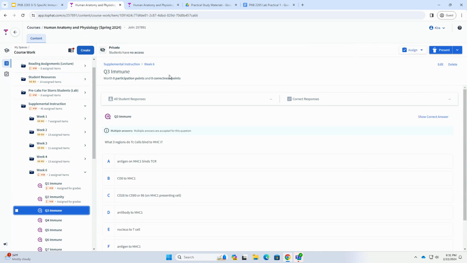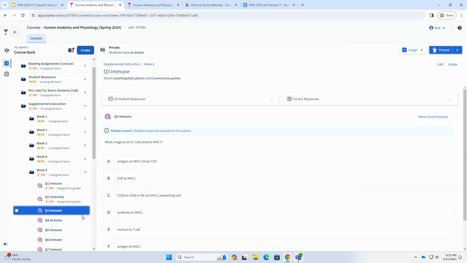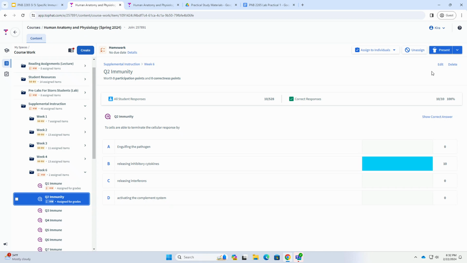I'm going to turn this off so we can't see what people say. Oh wait, I'll read the question first. TS cells are able to terminate the cellular response by, and those are the suppressor T cells. Oh, nice. Okay. Yeah, so by releasing inhibitory cytokines, they can end the T cell response.